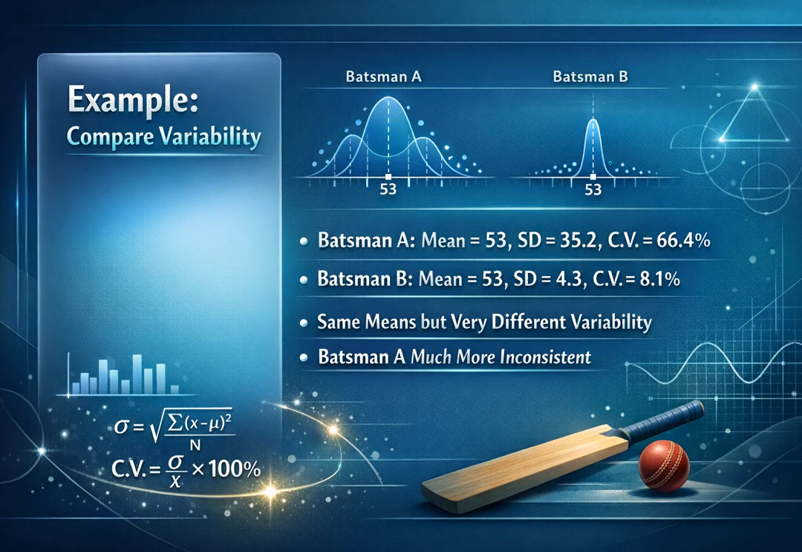Comparing our batsmen. Batsman A has mean 53, standard deviation 35.2, coefficient of variation 66.4%. Batsman B has mean 53, standard deviation 4.3, coefficient of variation 8.1%. Same means, but vastly different variability. Batsman A is much more inconsistent. The high coefficient of variation reveals this.